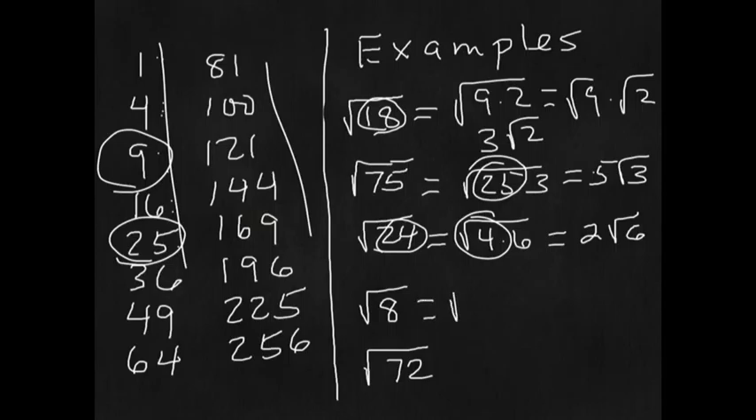Next one, I'm going to do the same thing. This one is going to be 4 times 2, because 4 is the largest perfect square that divides evenly into 8. So the square root of 4 is 2, and my answer is 2 root 2.